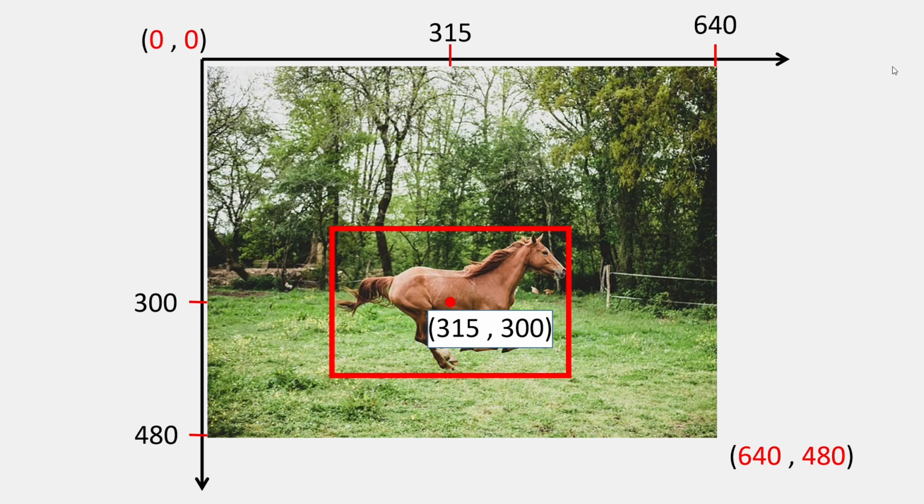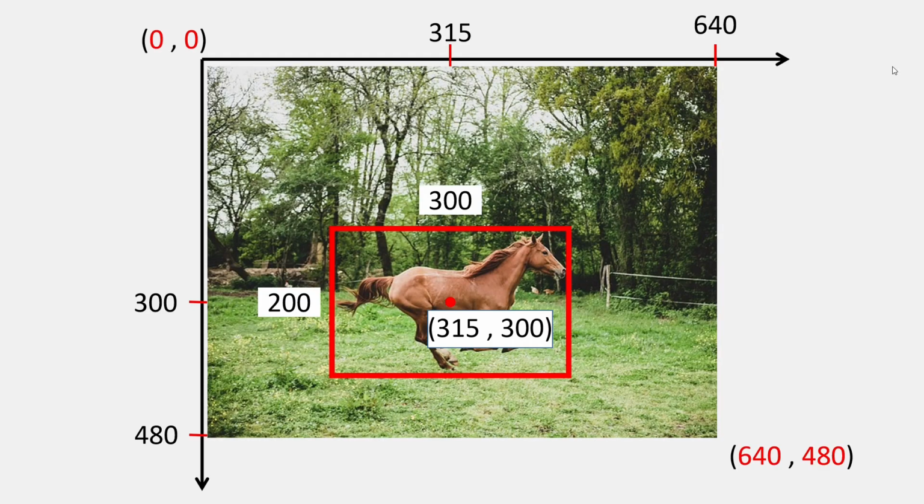Having gotten the center, now we actually care about the width and height of the bounding box. So let's say the width of the bounding box is 300 pixels and let's say the height of the bounding box is 200 pixels. Now for this part we have got all that we needed and there is only one more step left, and that step is called normalization.